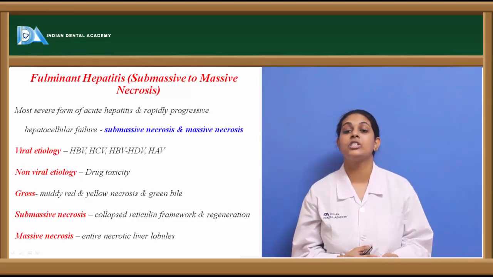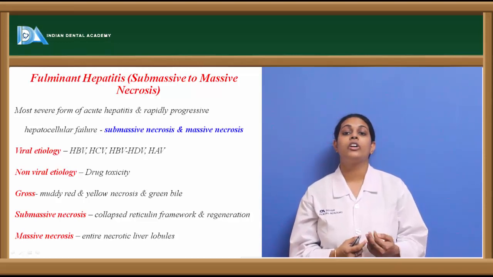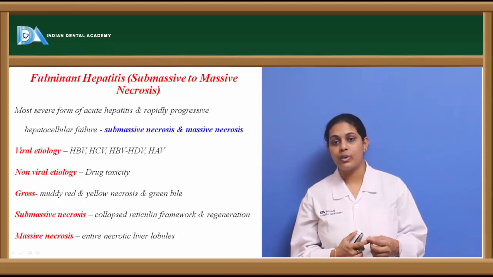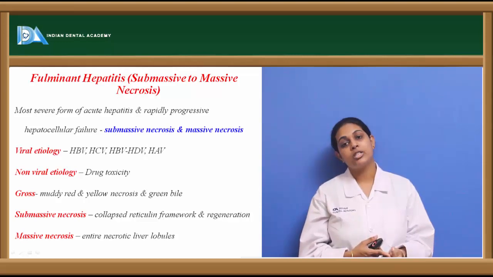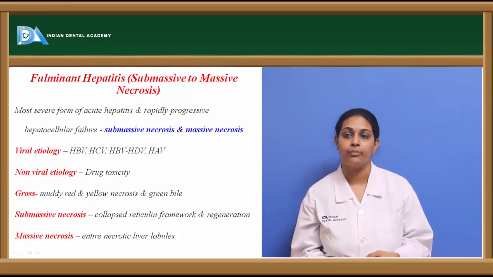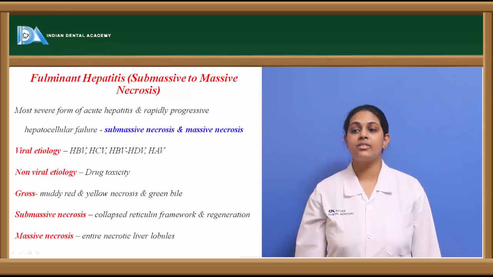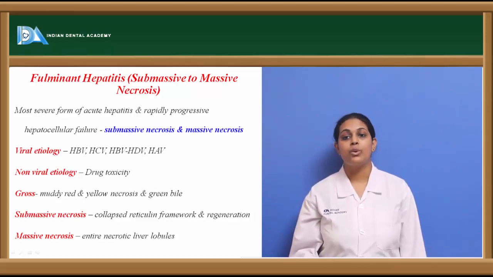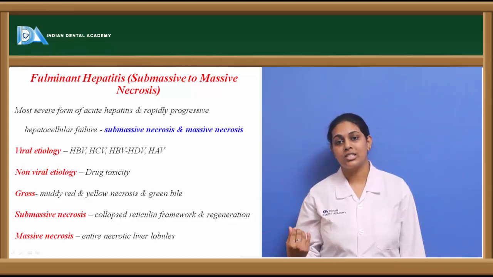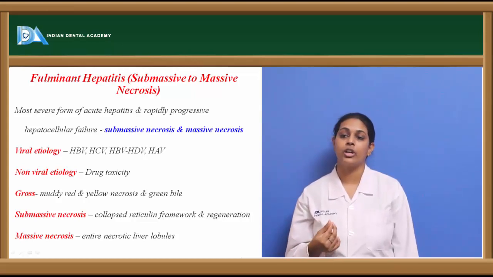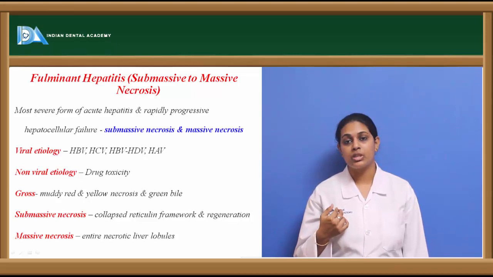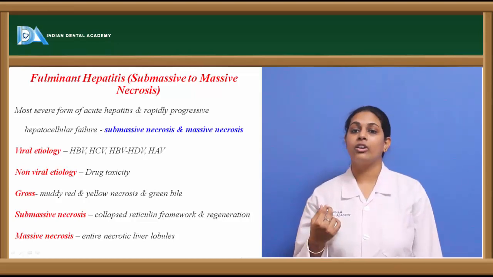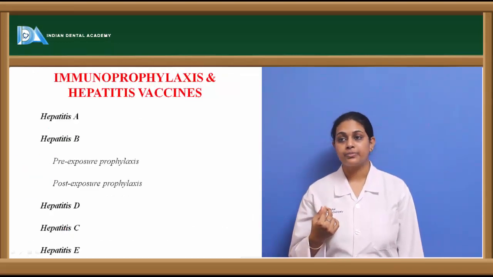Coming to the gross features, usually we find the gross specimen of the liver, whichever is the affected part, shows a muddy red color as well as yellow necrotic regions and the presence of bile, which appears green. In case of submassive necrosis, we see that the entire framework of the collagen reticulin has collapsed, and there is also regeneration. Since it's submassive, there is regeneration of the necrotic region. In case of massive necrosis, we see entire necrotic liver lobules.